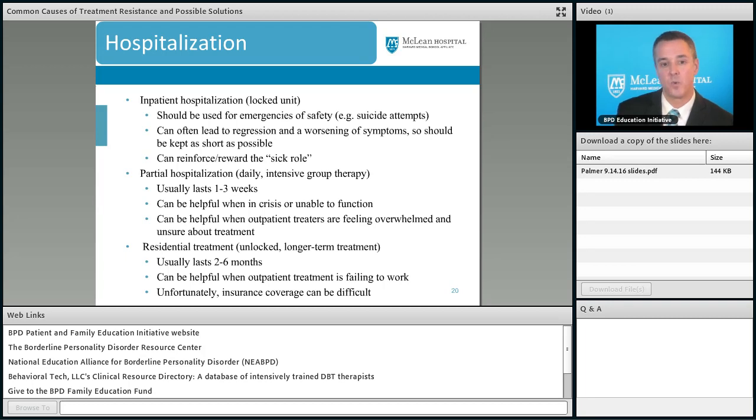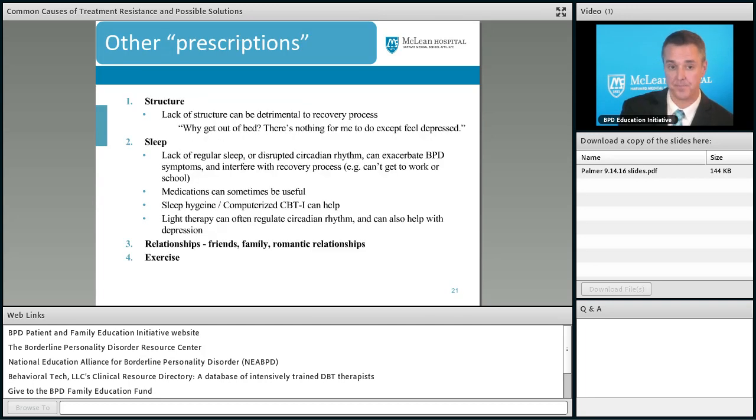Partial hospitalization is something that lasts like 1 to 3 weeks. It's a lot of group programs during the day. That can be helpful when outpatient treaters are feeling overwhelmed or unsure about the treatment. And residential treatment, which is an unlocked longer-term treatment that lasts anywhere from like 2 to 6 months, can be helpful when outpatient treatment is failing. Unfortunately, insurance coverage can be difficult for that, though.